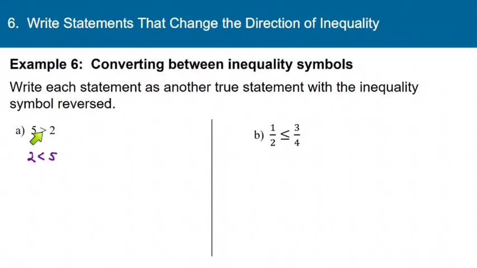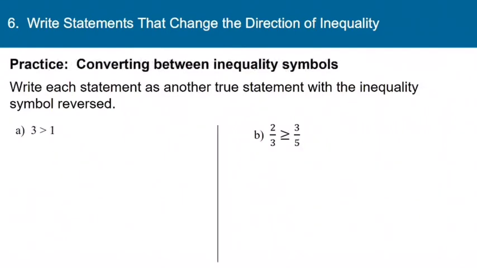Notice that here we started with the big end opening toward the 5, and when we finish, the big end is still opening toward the 5. So they say the same thing. In part B, we have 1/2 is less than or equal to 3/4. Well, that can be restated as 3/4 is greater than or equal to 1/2. And both sentences say the same thing because the larger end opens toward the same number in both cases.